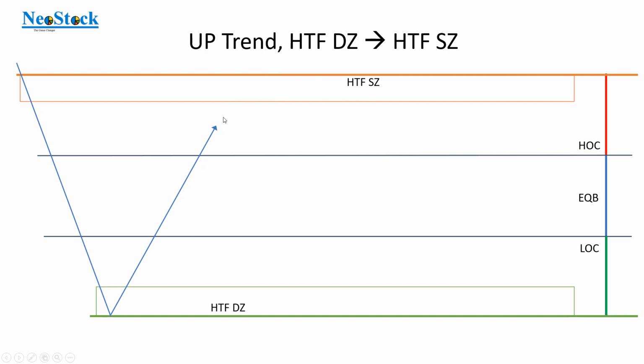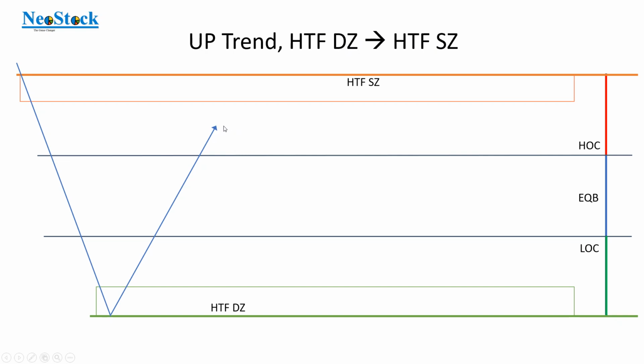When it is in demand zone to supply zone, if your LTF demand zone is within high on the curve, still the HTF price direction is not completed. It's not yet reached HTF supply zone. If it reached HTF supply zone, the price direction would have been changed. But it is not yet reached. That's why HTF price direction is still demand zone to supply zone. That is HTF demand zone to HTF supply zone.